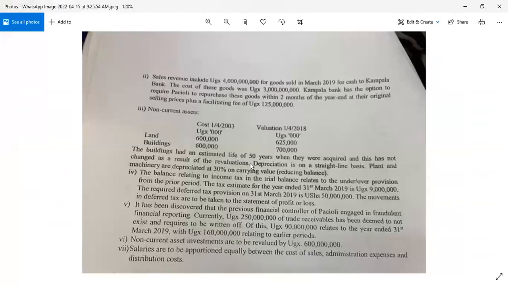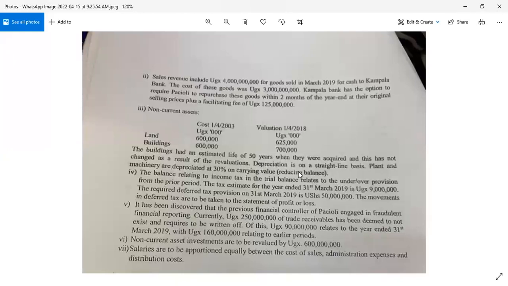Okay, they're saying that the buildings had an estimated useful life of 50 years when they were acquired. Okay, they were acquired on 1st April 2003. And this has not changed as a result of revaluation. Like I said, that means that they didn't revalue the useful life. If the remaining useful life is 35, it wasn't increased to 50. So it's 35. That's what we are trying to compute there.